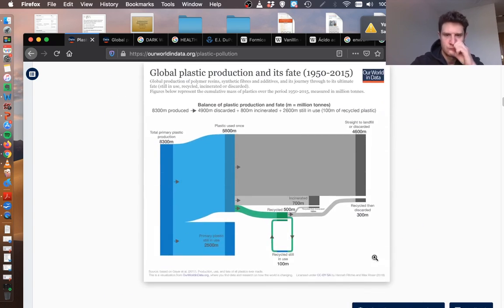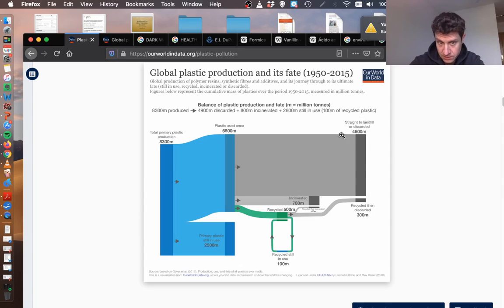Good. This is a very interesting graph, because it shows that only a tiny part of the plastic is recycled. What it means is that we are saving only 100 million tons of recycled plastic, but just for some time.